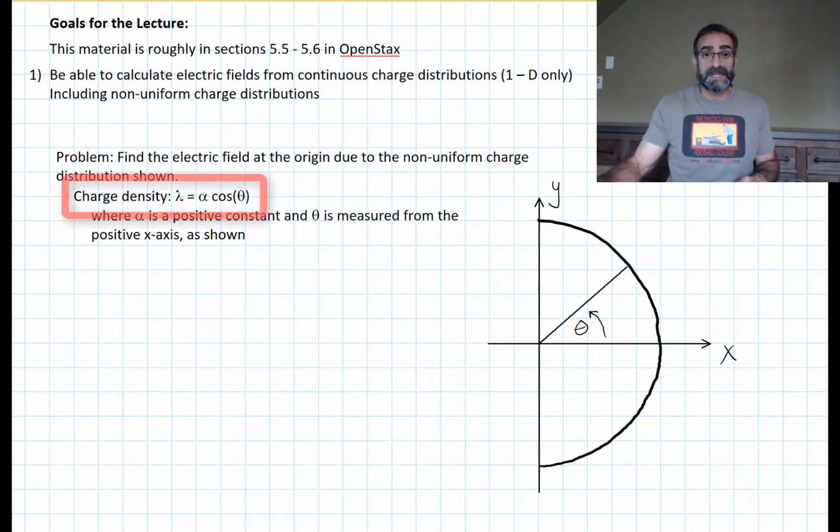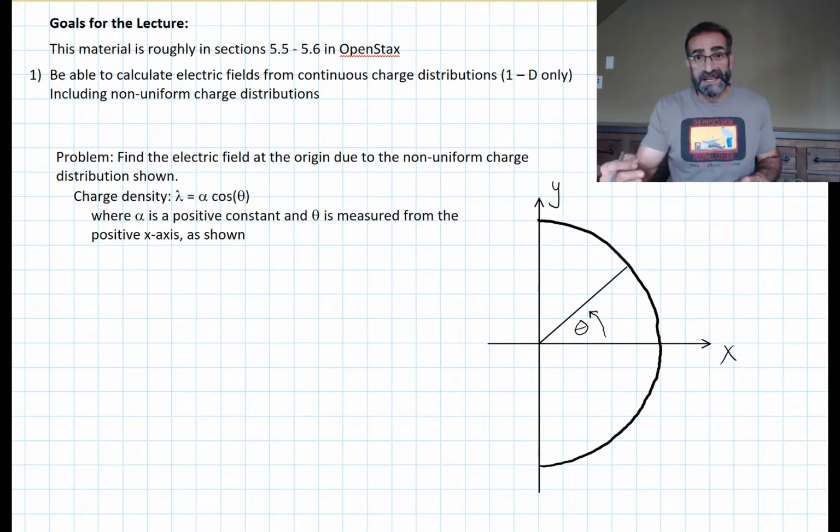If we read the problem, we see lambda, the charge density, is equal to a constant times cosine theta. So it's a function of theta. Now, because lambda is a function of theta, we have to be told how theta is measured. We can't define the angle to be 0 at the y-axis or 0 at the x-axis or anywhere else we want it to. It's given to us in the problem, and we can't pick our own angle. In this case, we're told that the angle is measured from the positive x-axis.